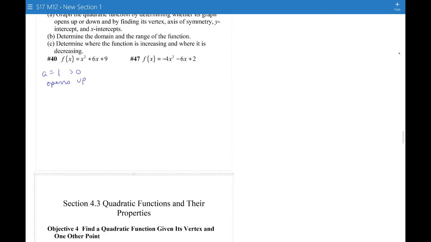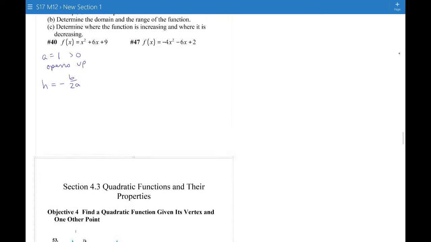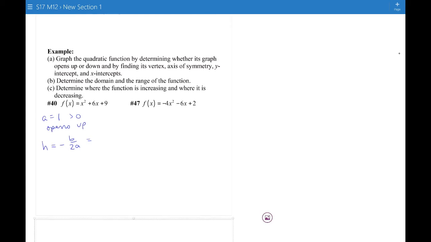The vertex we can find by saying h equals negative b over 2a. So notice that's the front part of the quadratic formula. It's not like you're learning something brand new. So you have negative b is 6 over 2a, so negative 3. So then f of negative 3 is going to give you the y-coordinate of the vertex. So it looks like it's 0. So the vertex is negative 3, 0.